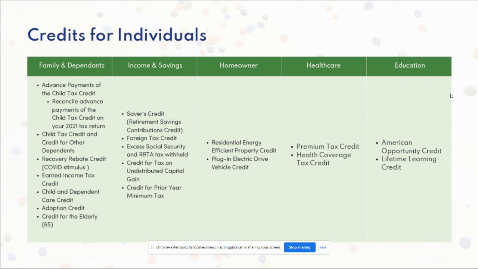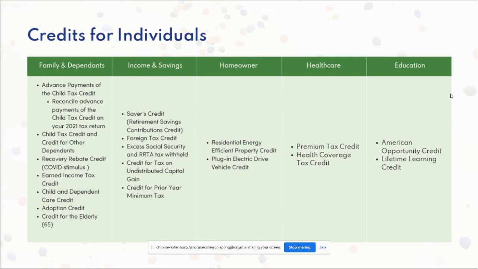We also have the saver credit if you're saving for retirement, and we have the foreign tax credit. We have the excess Social Security credit if you overpaid your Social Security tax, the credit for taxes on undistributed capital gains, and the credit for prior year minimum tax. If you're a homeowner and you did any energy efficient repair on your house, there is a credit for that. And if you purchase a vehicle, there is a plug-in electric drive vehicle credit.